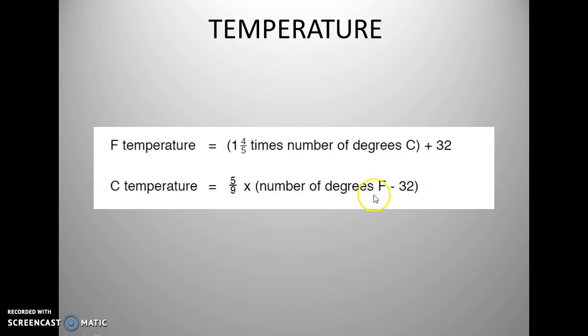This said that it was 32 degrees. What would be the Celsius temperature? Well, 32 minus 32 is 0, and anything multiplied by 0 is 0. So 5/9 times 0 will give you 0. So when it's 0 Celsius, it is 32 degrees Fahrenheit.